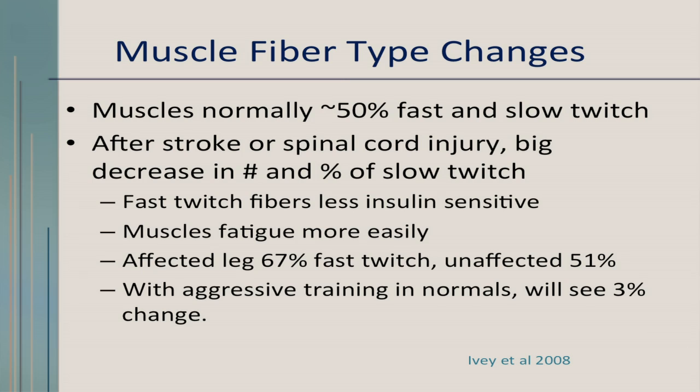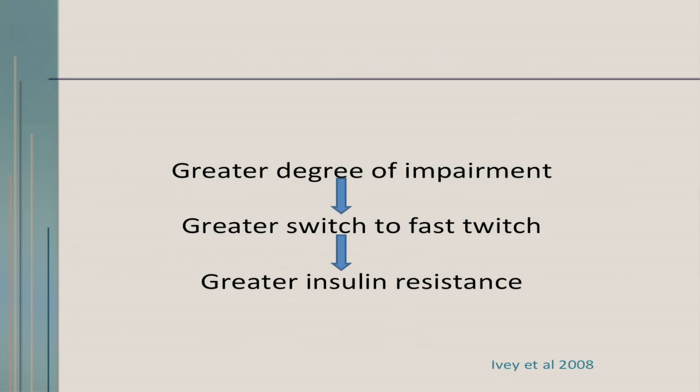51% fast twitch fibers. Why this is so significant is that if we have normal populations that have aggressive training, such as elite athletes, we will see a 3% conversion of fibers towards slow twitch or fast twitch, depending on what kind of sport the person is training towards. So we can see that the 67% is much higher than the 50 or mid 50 range as far as percentages. With greater degree of impairment, this indicates a greater switch to the fast twitch fibers and then also a greater insulin resistance.